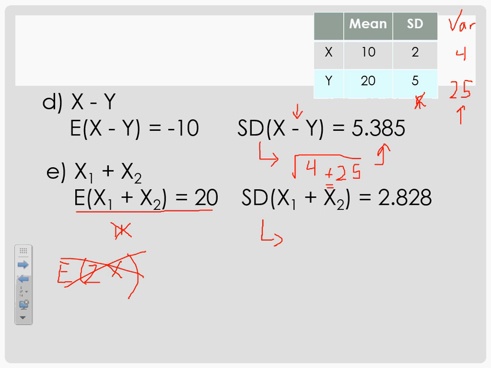The standard deviation of x1 plus x2, again, we need the variance of x1, which is 4, and then the variance of x2, which is 4 again, and we're going to take the square root of that, and that's where that 2.828 comes together.